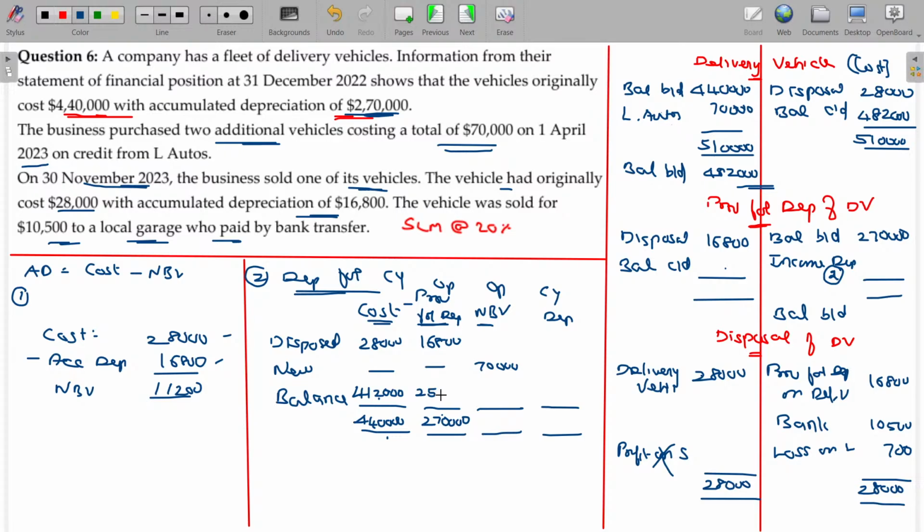2,70,000 minus 16,800 gives 2,53,200. The net book value here being opening, okay, 4,12,000 minus 2,53,200. This value being 1,58,800.